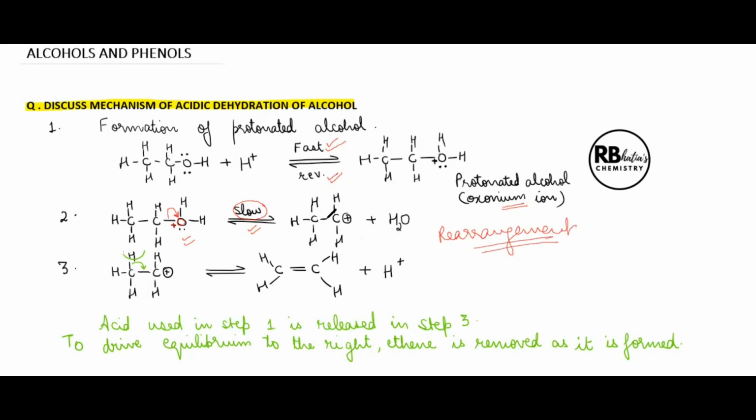In the ethyl cation, there is no chance of rearrangement, but otherwise it is possible. So this now loses H plus back to the acid, and this electron pair comes here forming ethene and H plus. The acid which was used in step 1 is released back in step 3. And to drive the equilibrium to the right, ethene is removed as it is formed. So learn it. You can even pause this video and learn it, write it 2 times and check whether it's done or not. Children, this will really help you.